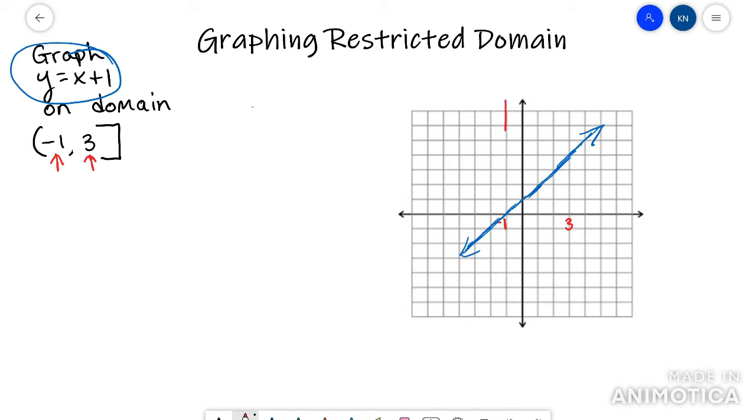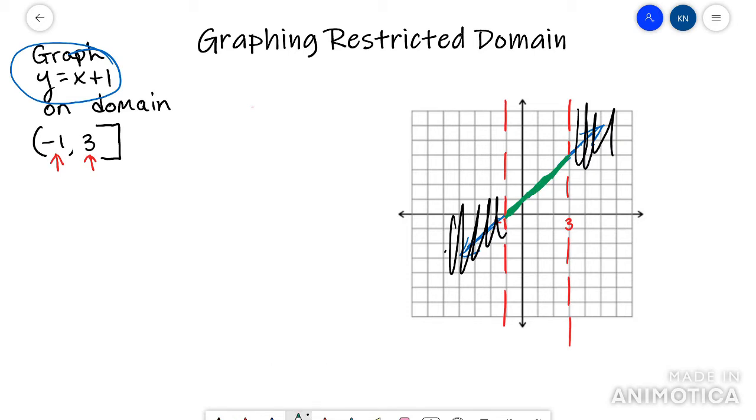Okay. And then I make my cuts. They wanted you to cut it here at -1 and here at 3. So basically, all I care about is this green section of line right here. I no longer care about this, and I no longer care about that.